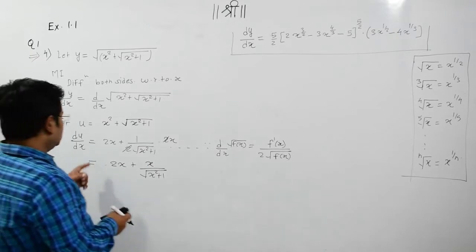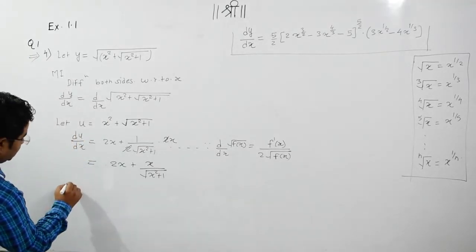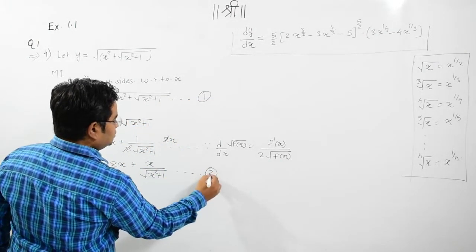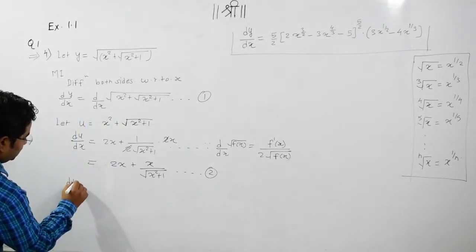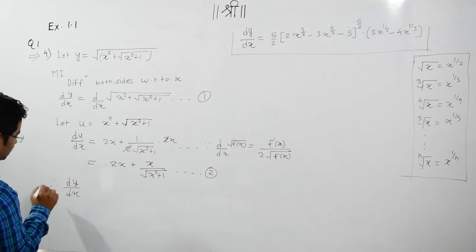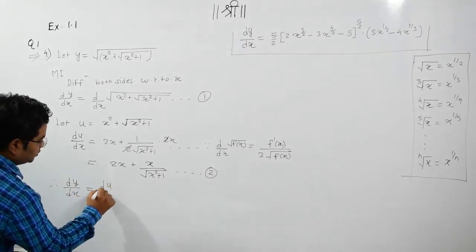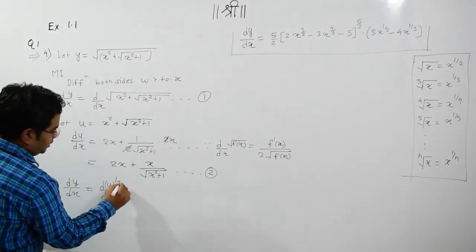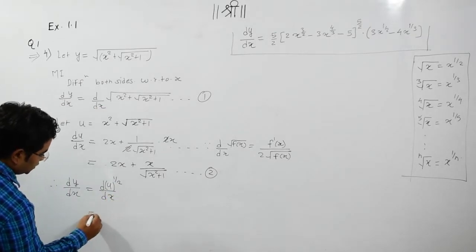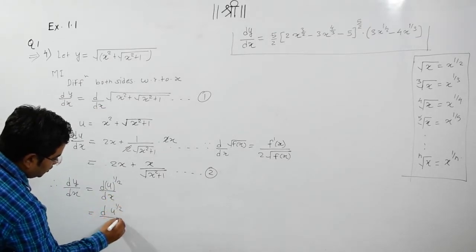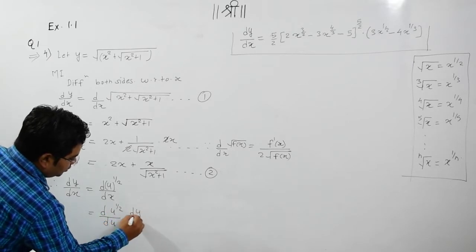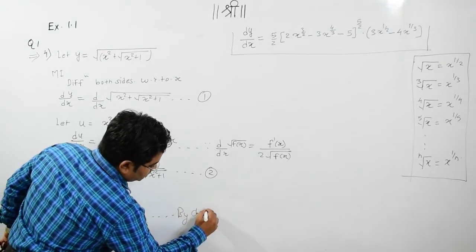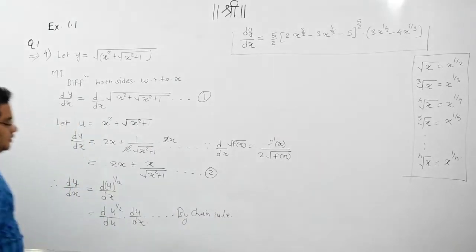What is the next step? So we have this with us. Now differentiating both sides. This was equation number 1, this was equation number 2. Now dy upon dx. So we know dy upon dx is nothing but dy upon du, which is u raised to 1 by 2, divided by x, equal to the derivative of u raised to 1 by 2 upon du, dot du upon dx, by chain rule. Okay, hope you got it.